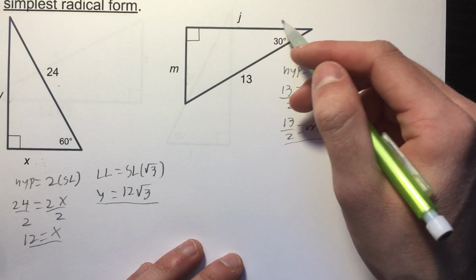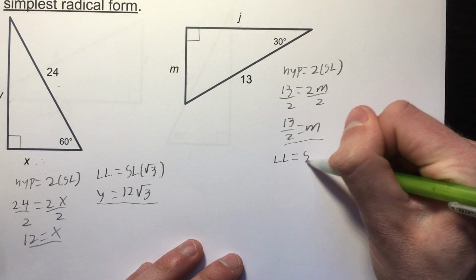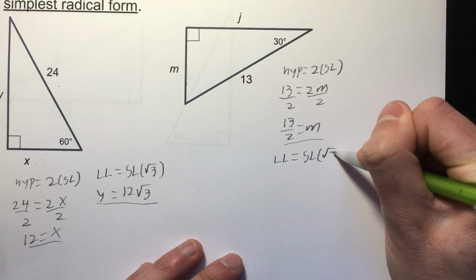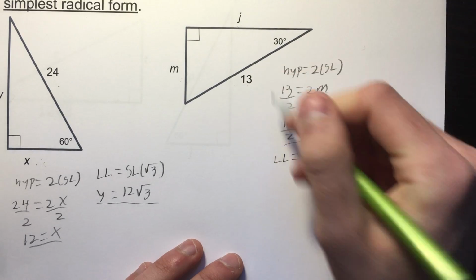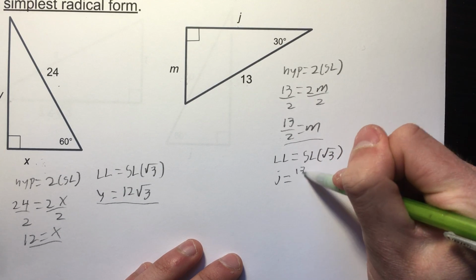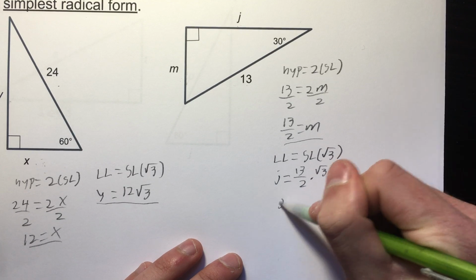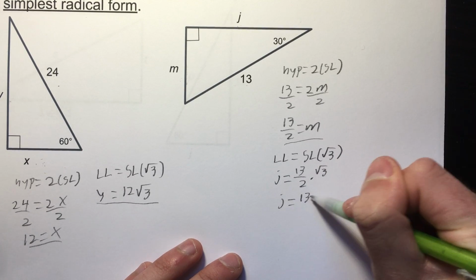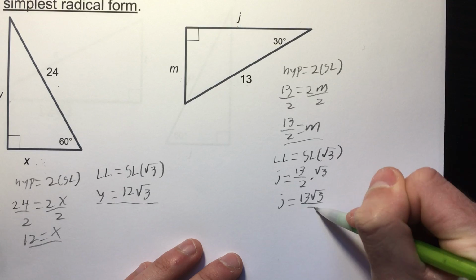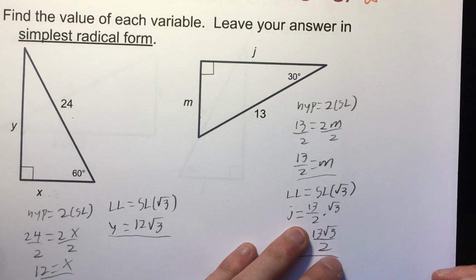So now j, the length of the longer leg, equals shorter leg times the square root of 3. So j is going to equal 13 halves times the square root of 3. So j is just going to equal 13 root 3 over 2. And we can't break that down any further.